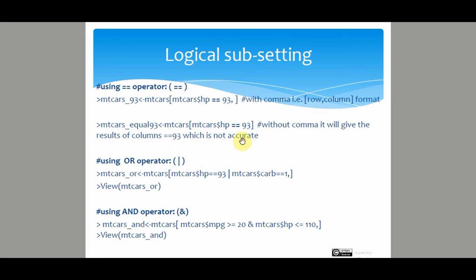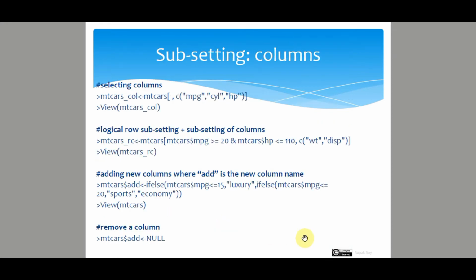which is not accurate. We can perform similar tasks using other logical operators like or, and, greater or smaller than, ifelse, etc. As we have discussed a while ago, we can select specific columns by passing the column position list. Now we can also provide the list of their names instead of their positions to subset specific columns. Then we can also perform logical subsetting for both rows and columns together.